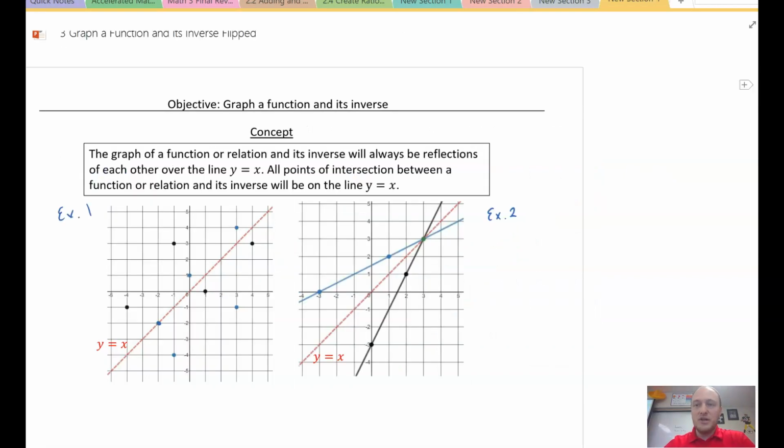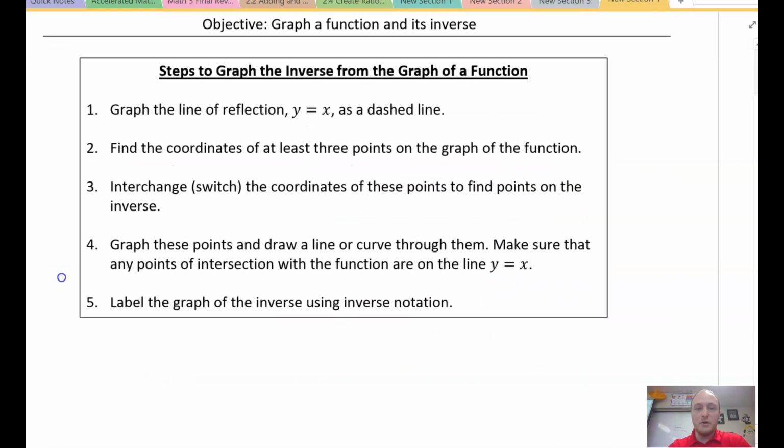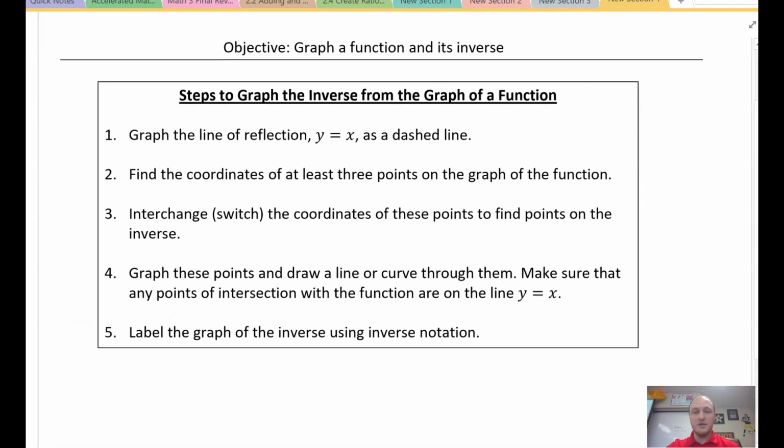Okay, so here are the steps that we're going to follow in order to graph an inverse. Step 1 is to always plot that line y equals x. So we'll always do that first. Step 2, once we've plotted our line, we'll find at least 3 points, and then we'll switch the x and the y coordinates of those points. We'll draw a line through them, and then make sure that it intersects with the line y equals x. And then last, we will label.